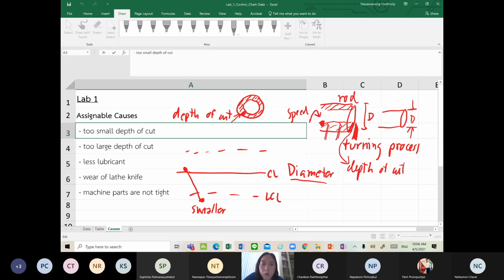Okay, so now for example, if we use a large depth of cut, the part will be like a larger depth of cut, like in this case.